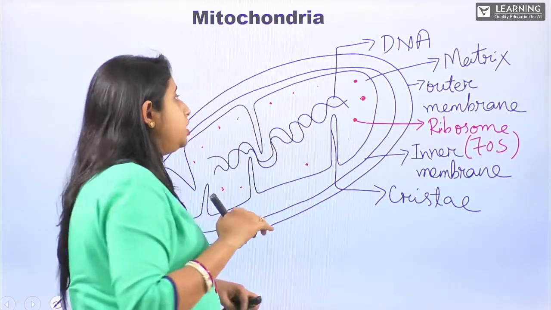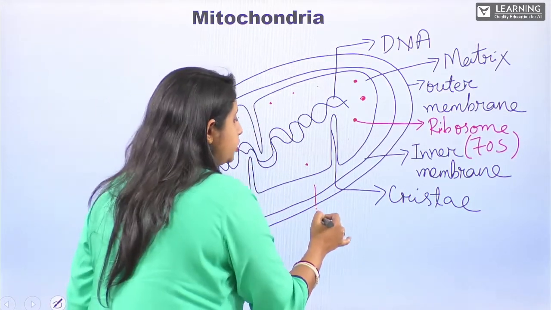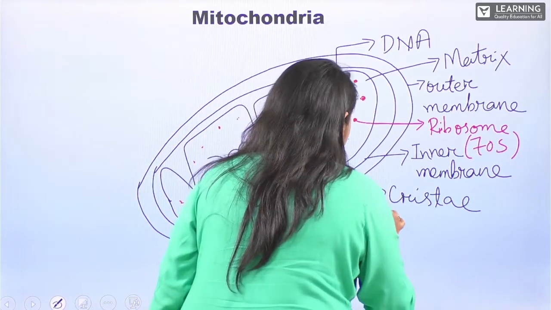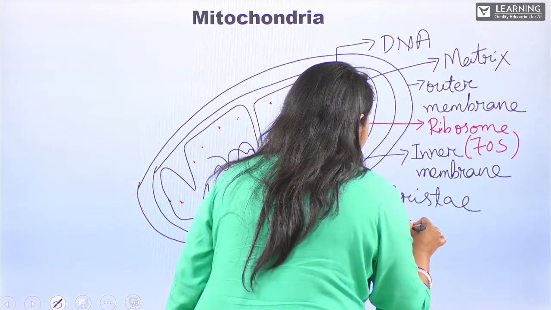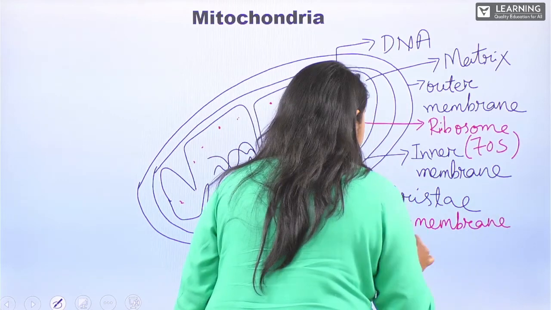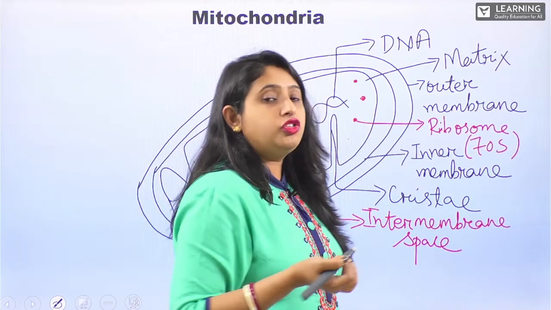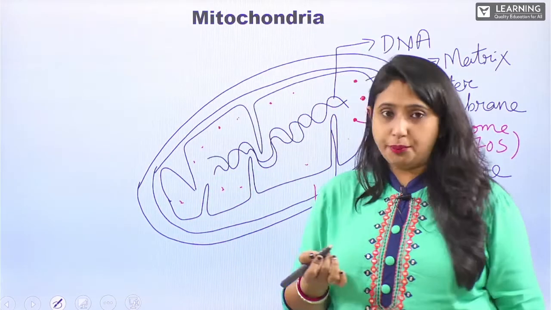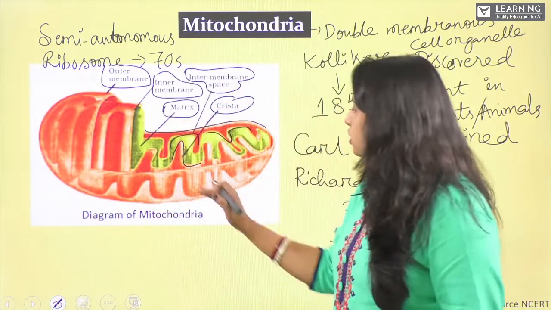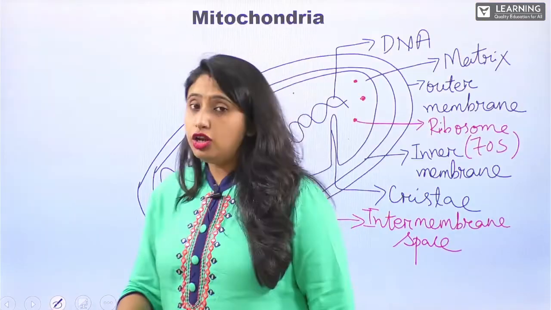Now, one more thing: they have the intermembrane space. This space between the outer membrane and the inner membrane is called the intermembrane space. Clear? Now see, this is the structure of the mitochondria, right? So it is very, very simple. See what you have seen here, everything is present or not. This is how the mitochondria looks like.